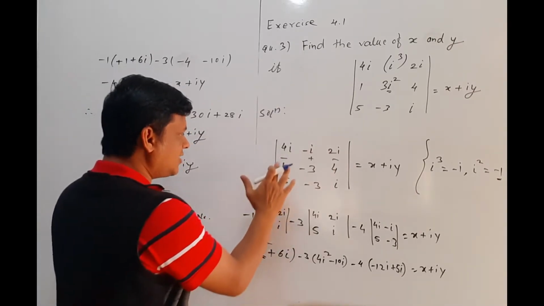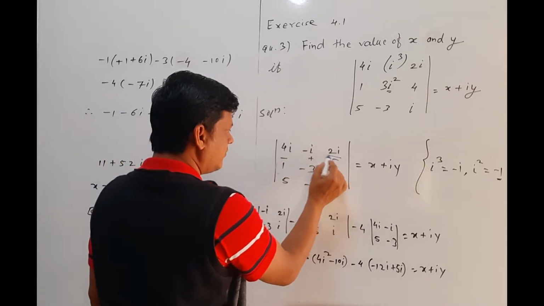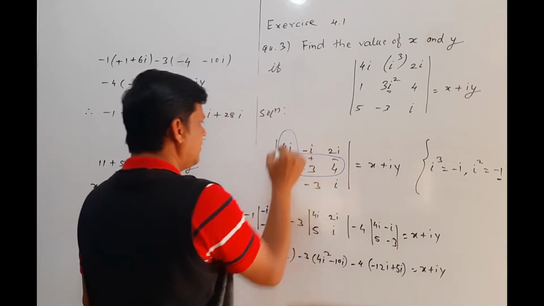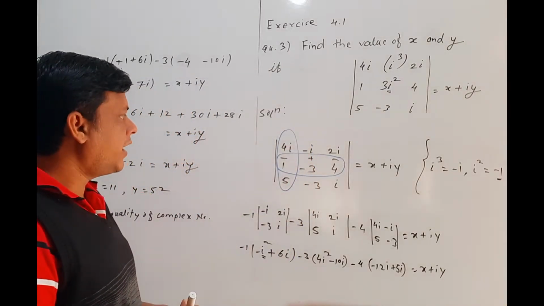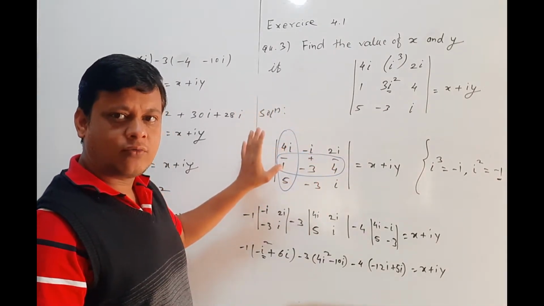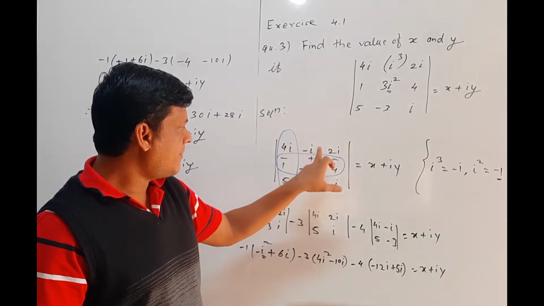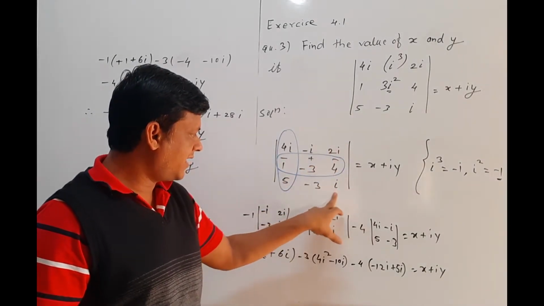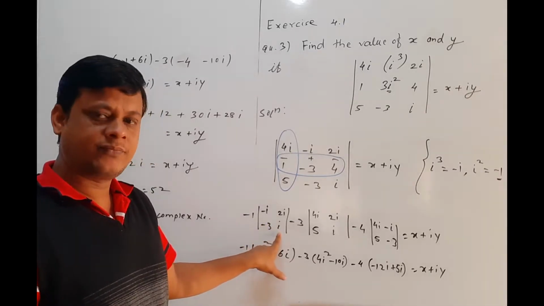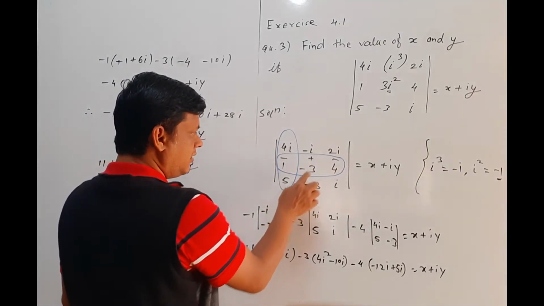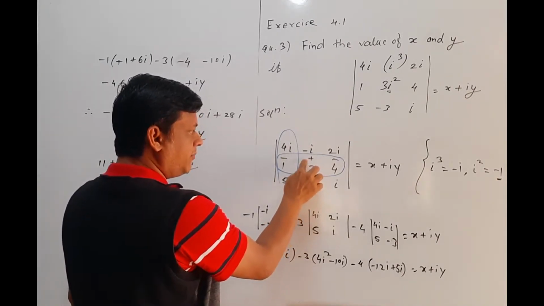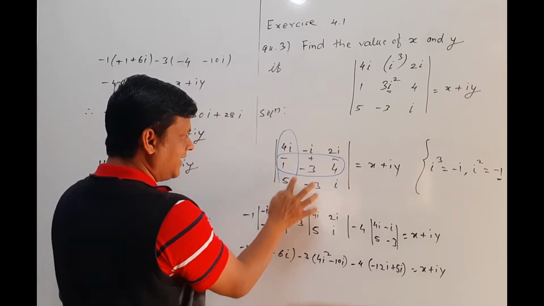This 1 lies in the second row and first column, that means we have to skip the second row and first column, and calculate the determinant of minus i, 2i, minus 3, i. So we write here minus i, 2i, minus 3, i. Then we take this minus 3 as an element. So the sign we write is plus, and plus times minus we write as minus.